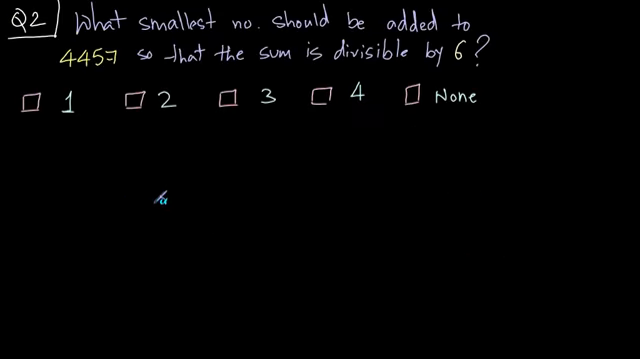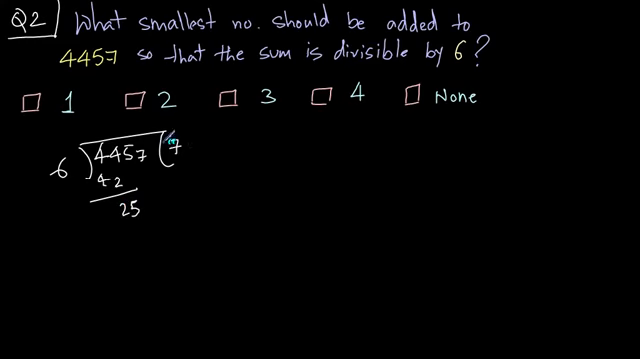Question number 2. What smallest number should be added to 4457 so that the sum is divisible by 6? So you have to add some small number to 4457 so that the sum of that number and this number is divisible by 6. To solve this question, again let's divide this number by 6. So we have 4457 divided by 6. So 6 7s are 42 and the difference is 2.